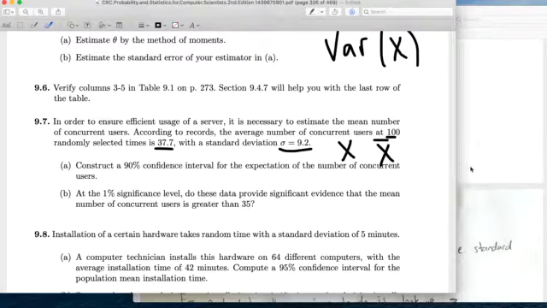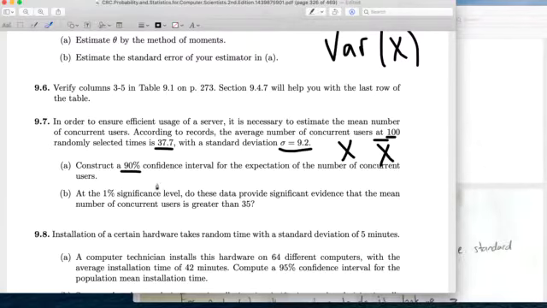All right, so I will solve the question by both interpretations. This one says construct a 90% confidence interval for the expectation of the number of concurrent users. So we are going to build a confidence interval around 37.7. That's the center of our confidence interval. So we need to go a certain number of standard errors to the right and to the left. But what is the size of the standard error we are going to go?